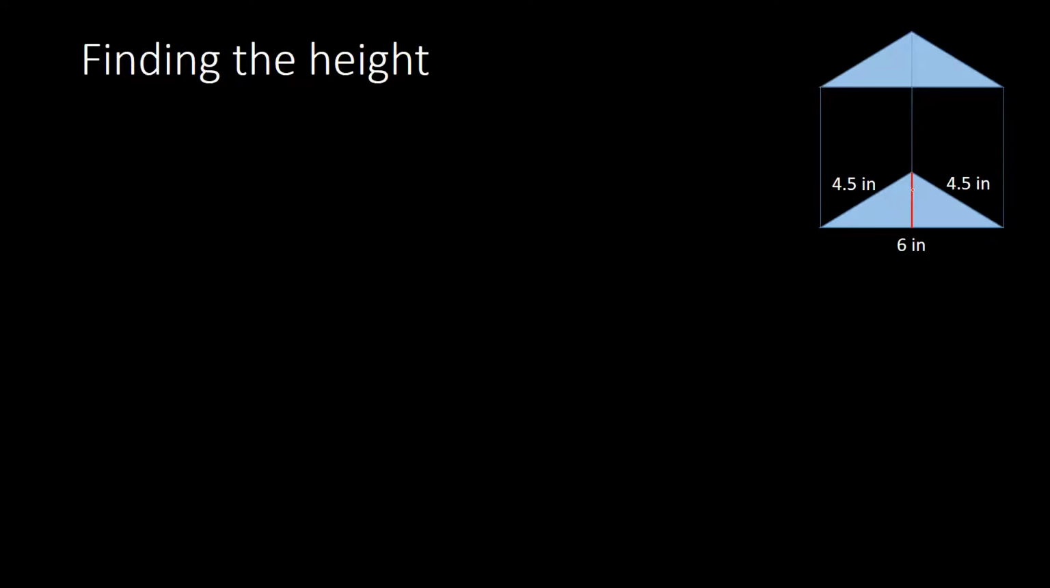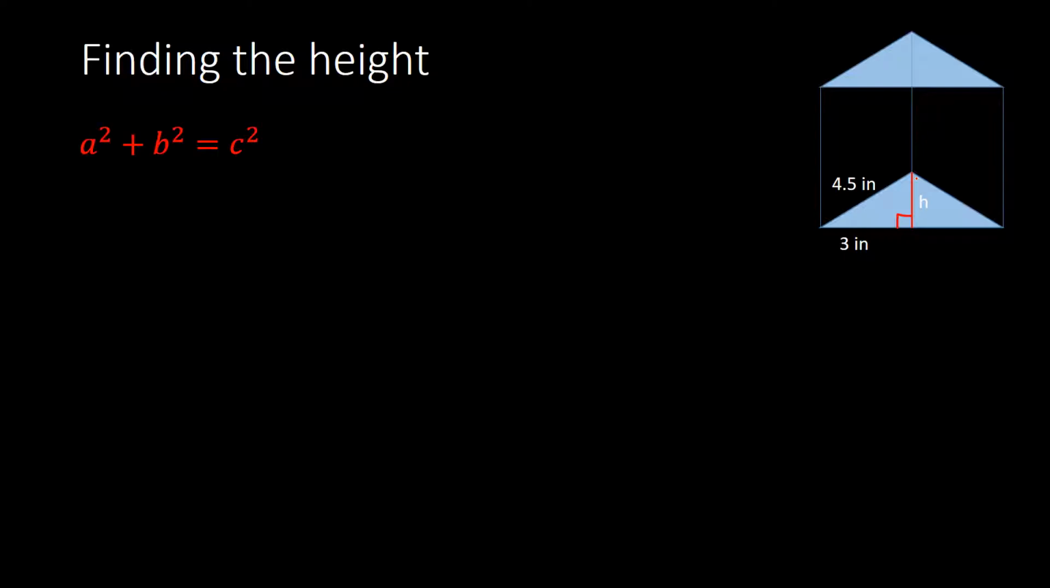So finding the height, I need to use the Pythagorean theorem. And using the Pythagorean theorem, I'm only concerned with this right triangle over here on the left side or on the right side. So looking just at this right triangle, we have this side is 3 inches, the hypotenuse is 4.5 inches, and then the height is what we're trying to find.